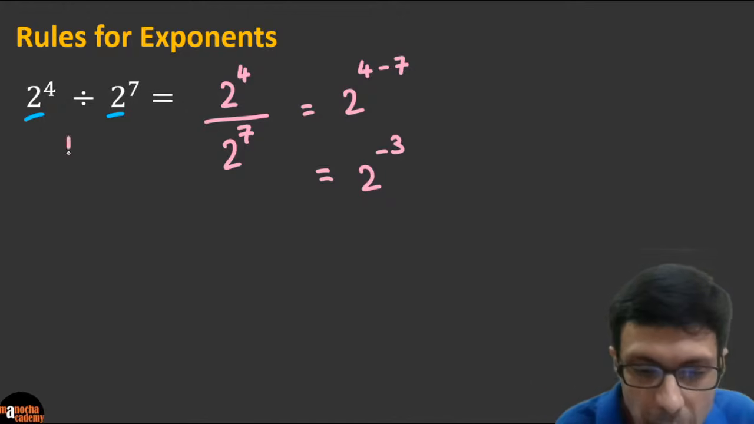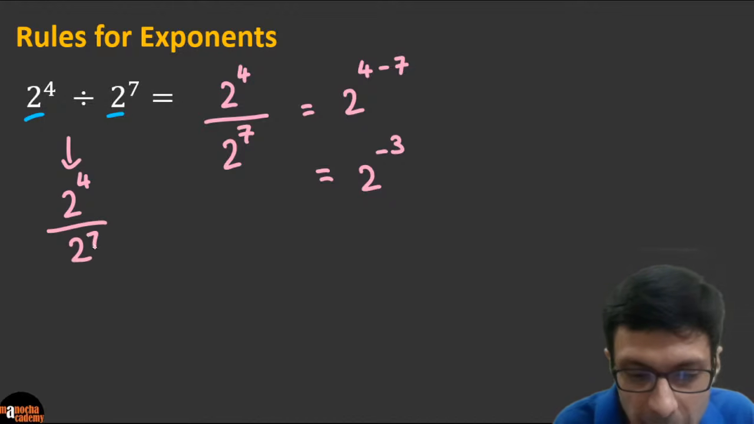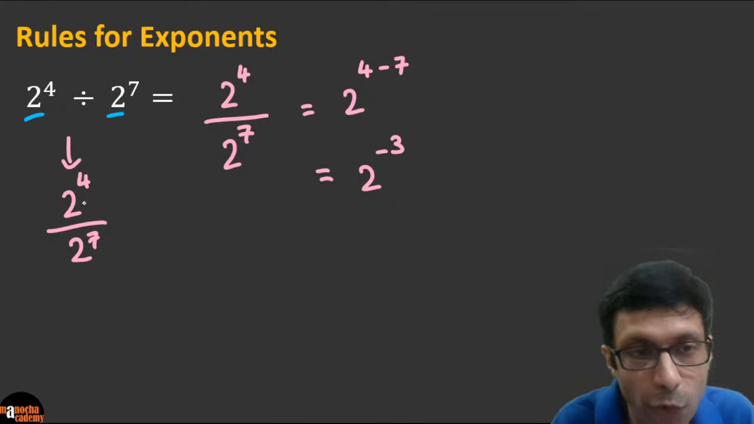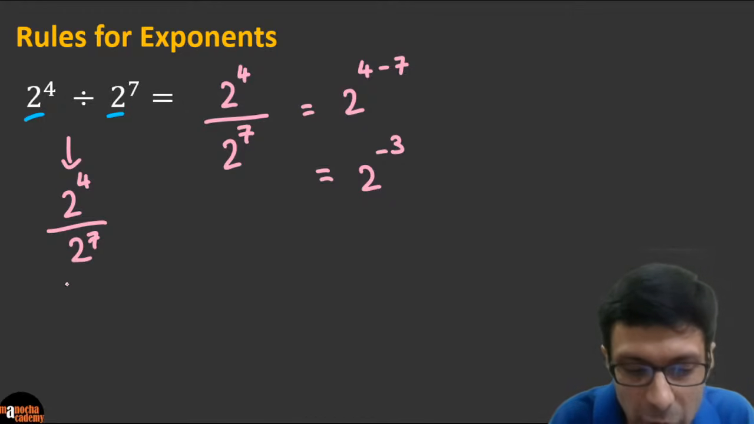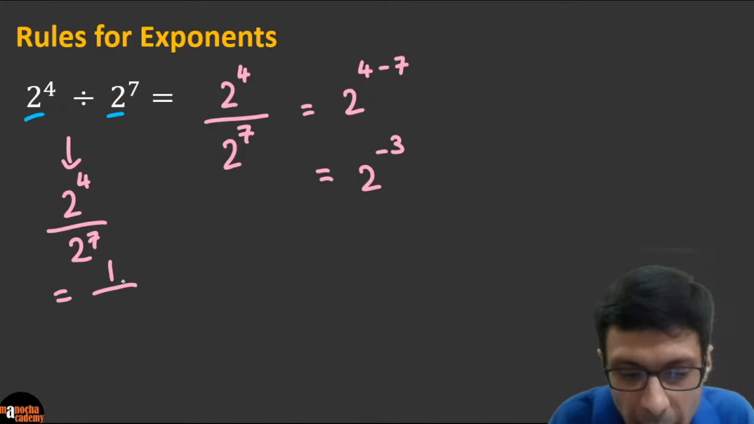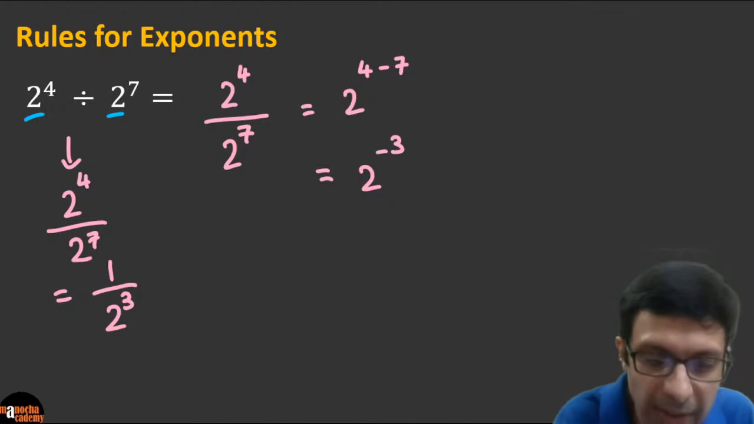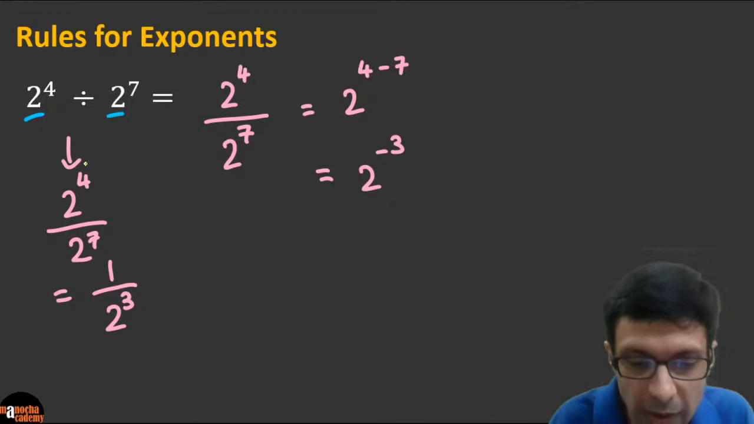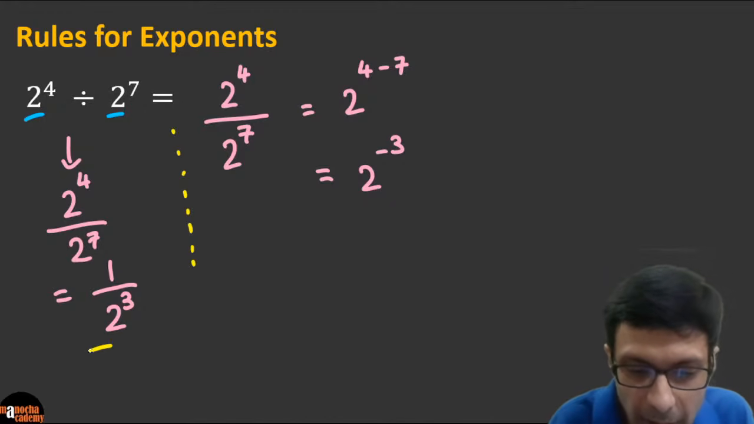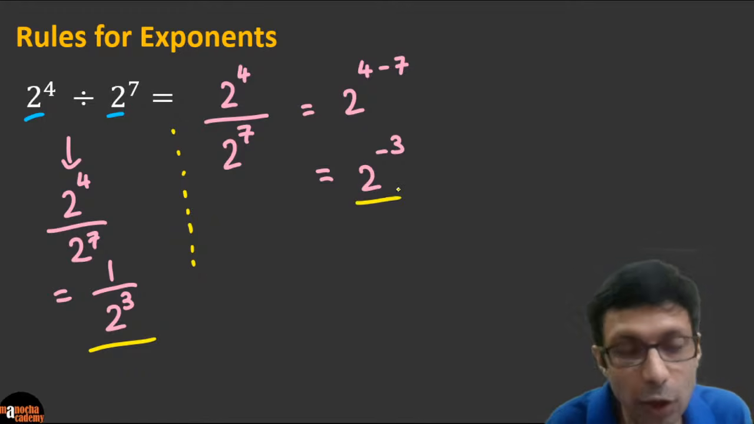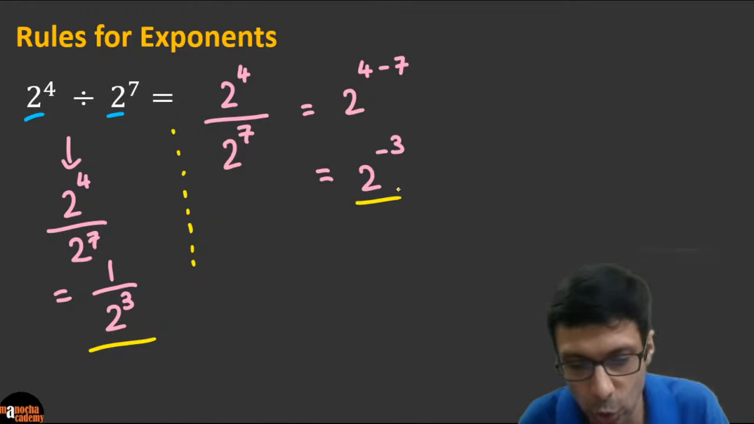And let's say you just solve it normally. What will you get here? 2 to the power 4 by 2 to the power 7. So typically you'll cancel, and there are going to be 4 2's on top in the numerator and 7 2's in the denominator. So we are going to have 1 by 2 cube here, right? So if you compare these, we solved it 2 different ways: we have 1 by 2 cubed, and then we used our formula, 2 to the power minus 3.